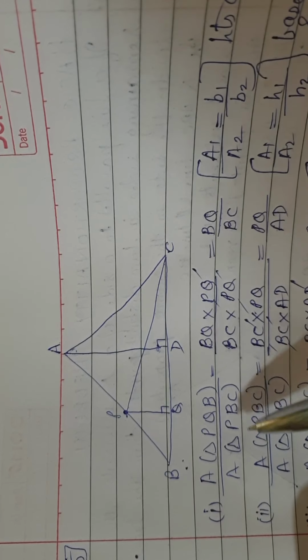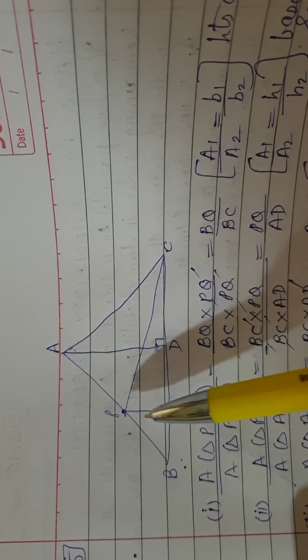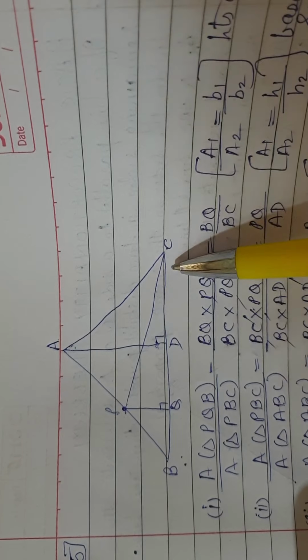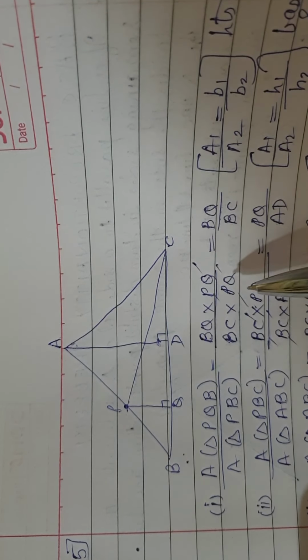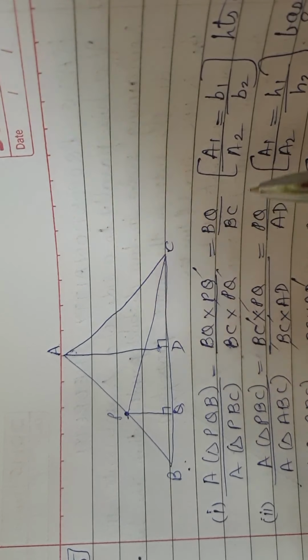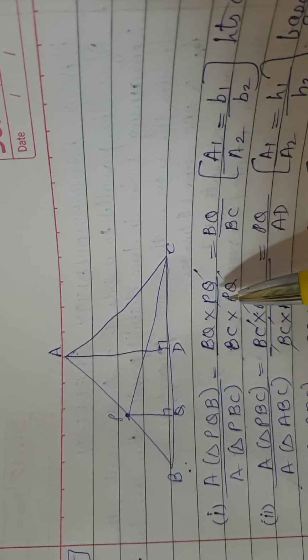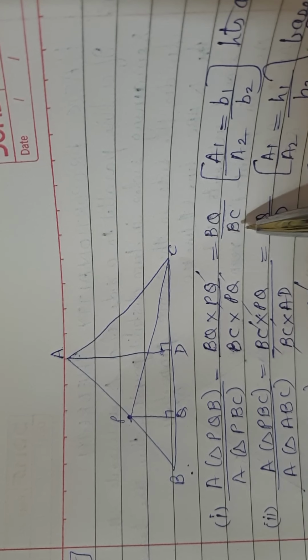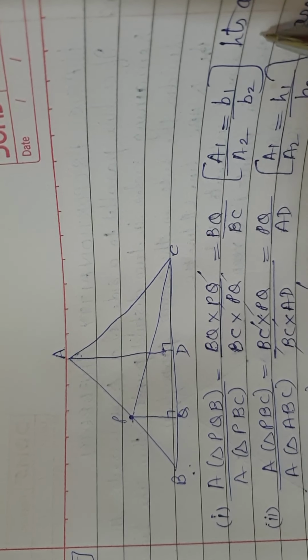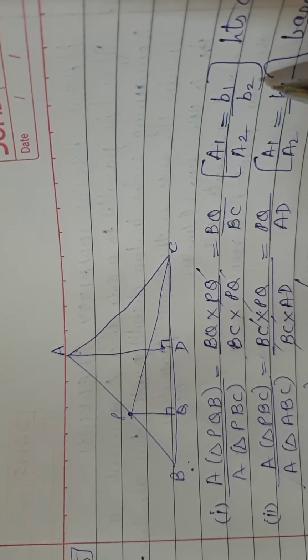Now they're asking me triangle PBC. So I'll just move my hands, PBC, where the base is BC and the height is PQ. So PQ gets cancelled and the height is same. Directly you can write the property, but I have done it for understanding. So you can directly write the answer BQ upon BC because their heights are same. A1 upon A2 is B1 upon B2.